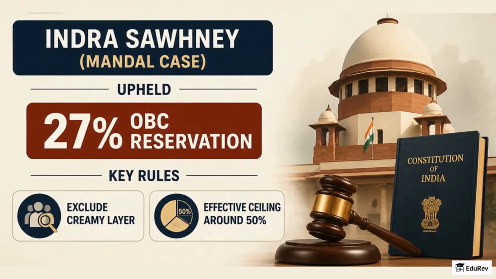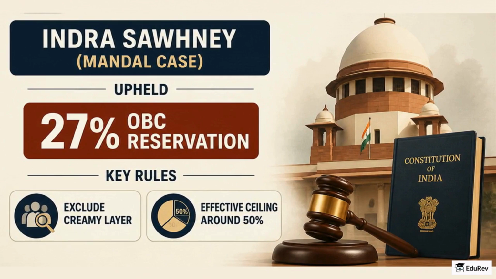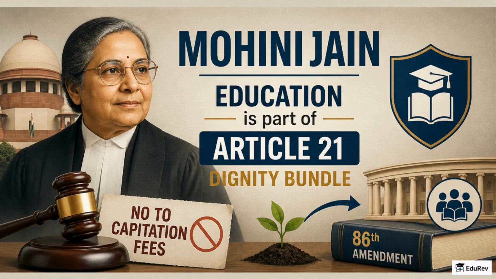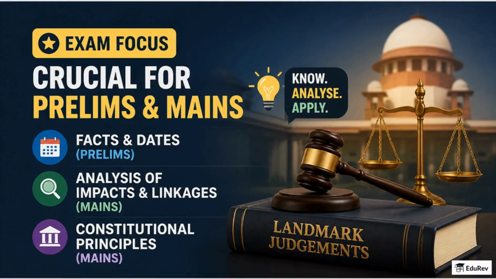Indra Sawhney, or the Mandal case, upheld 27% OBC reservation with rules like excluding the creamy layer and keeping an effective ceiling of around 50%. Mohini Jain declared education part of Article 21's dignity bundle and struck at capitation fees, planting seeds for later reforms like the 86th Amendment. This cluster of cases is very important for your exams because prelims can test facts and dates, while mains often demand analysis of impacts, linkages, and constitutional principles.